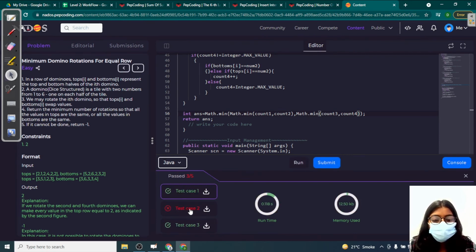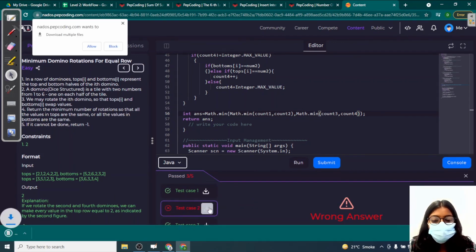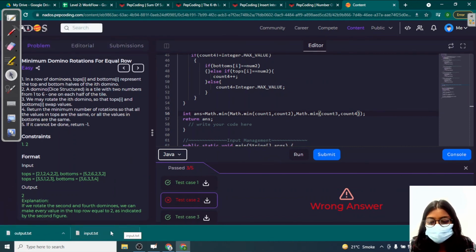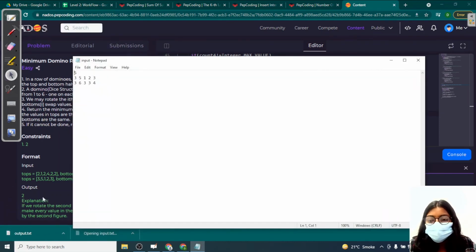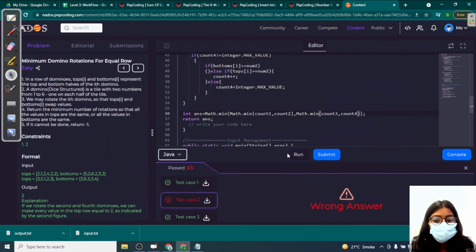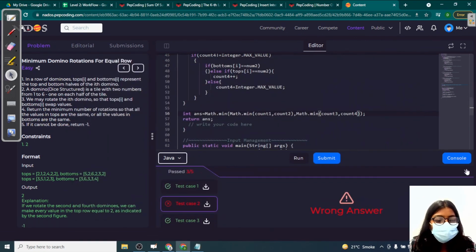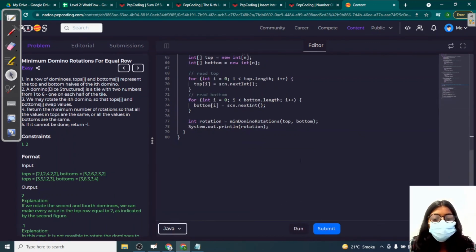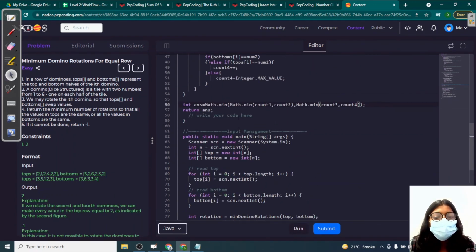There is some test case failing. Let's see what's wrong with the test case. 5351234. Okay, we have to return minus 1. Otherwise, I am going to check the condition here. There can be a condition when we do not get any answer. So, I am going to check the condition.